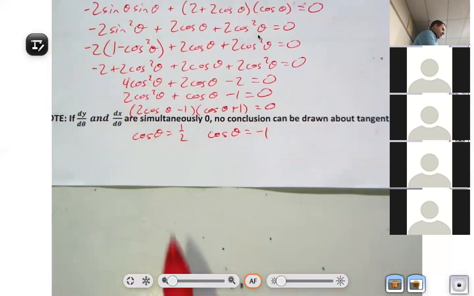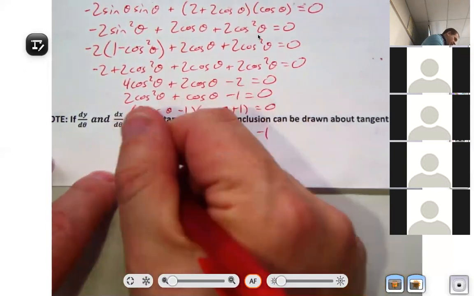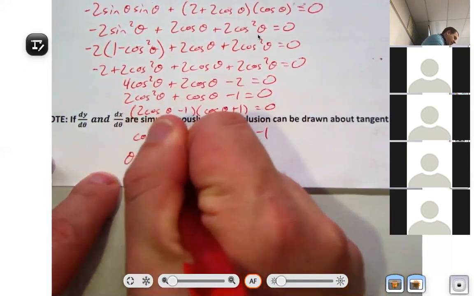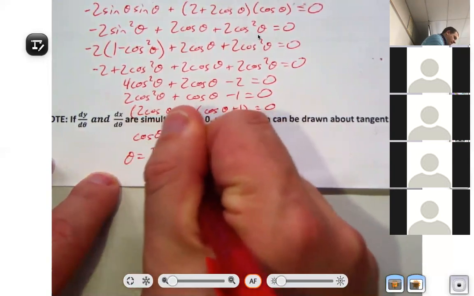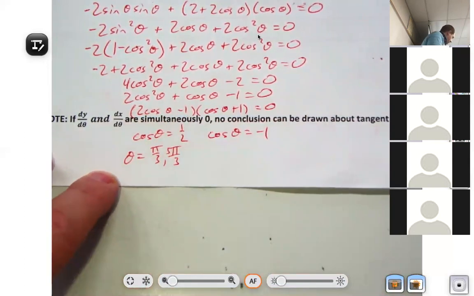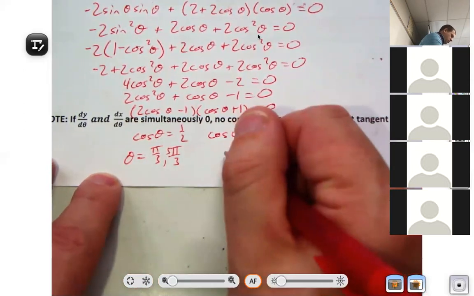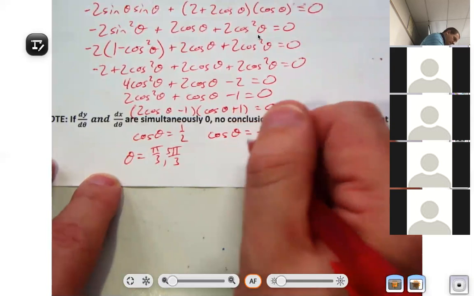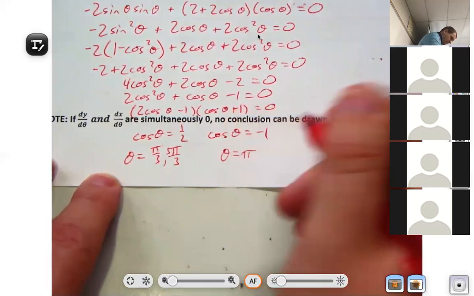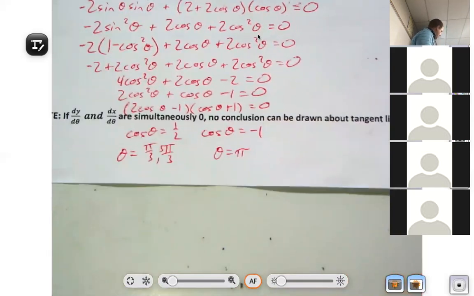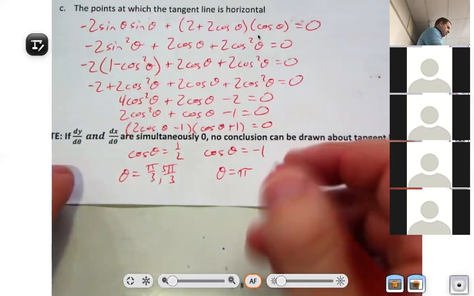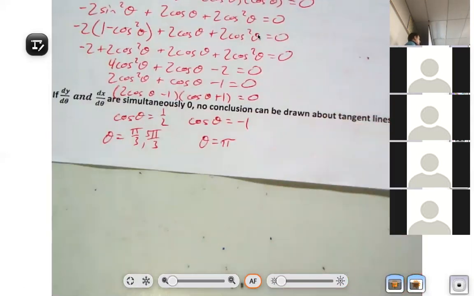So for cosine theta equaling 1/2, we would get theta equals pi/3 and 5 pi/3. And the other one would be pi. So since pi showed up for the horizontal and vertical, we can't draw any conclusions. We're going to discard it.